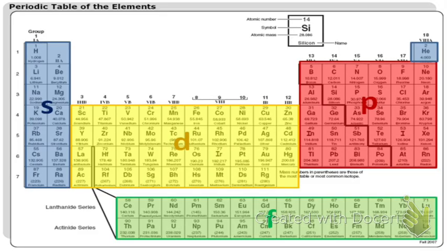All right, so for the periodic table, we are able to divide it up into these different subshells. On the far left is our S block. In the middle, the transition metals are our D block. To the very far right is our P block. And then at the very bottom is our F block. Remembering these is going to be really important.